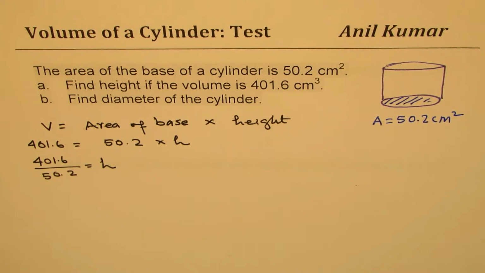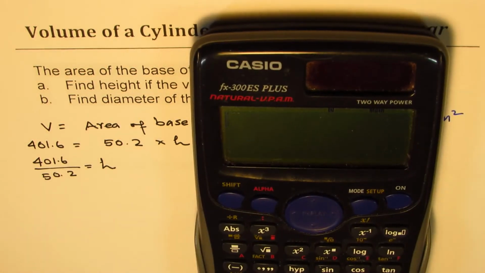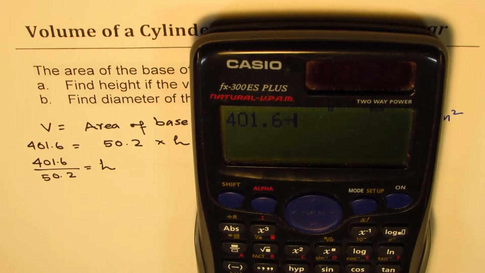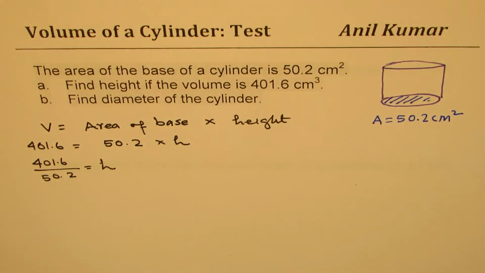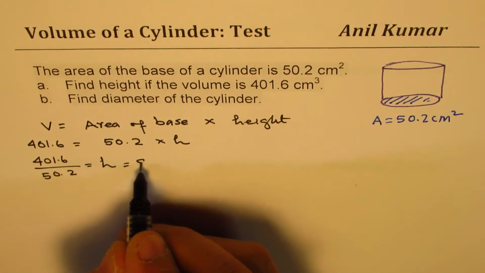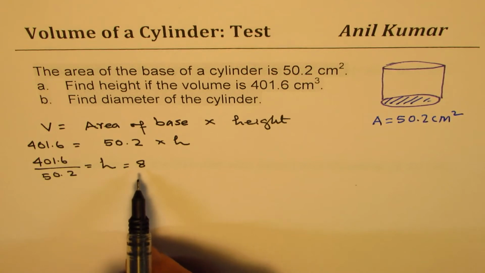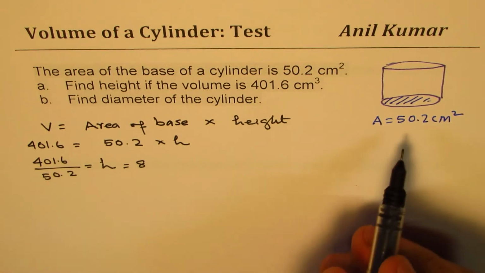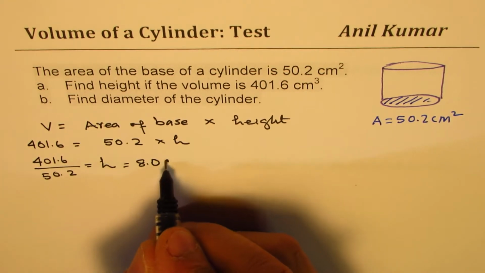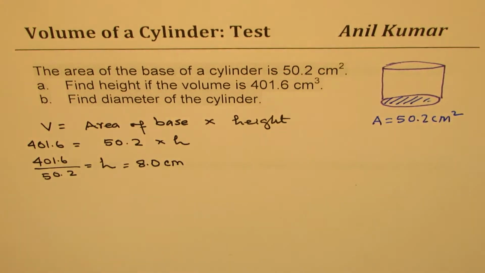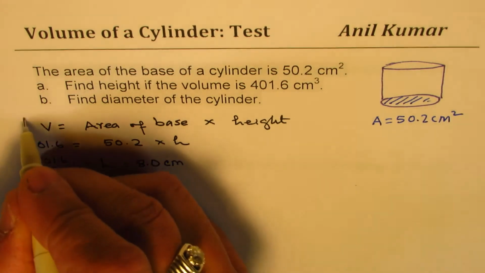Let's use the calculator. You will need a calculator for all these questions, okay? So we have 401.6 divided by 50.2, and that gives you the value of 8. If you get a close-by answer, round it to a whole number or one decimal value. Since all this is 1, let me write 8.0, and the units are centimeters, correct? So we got part A.